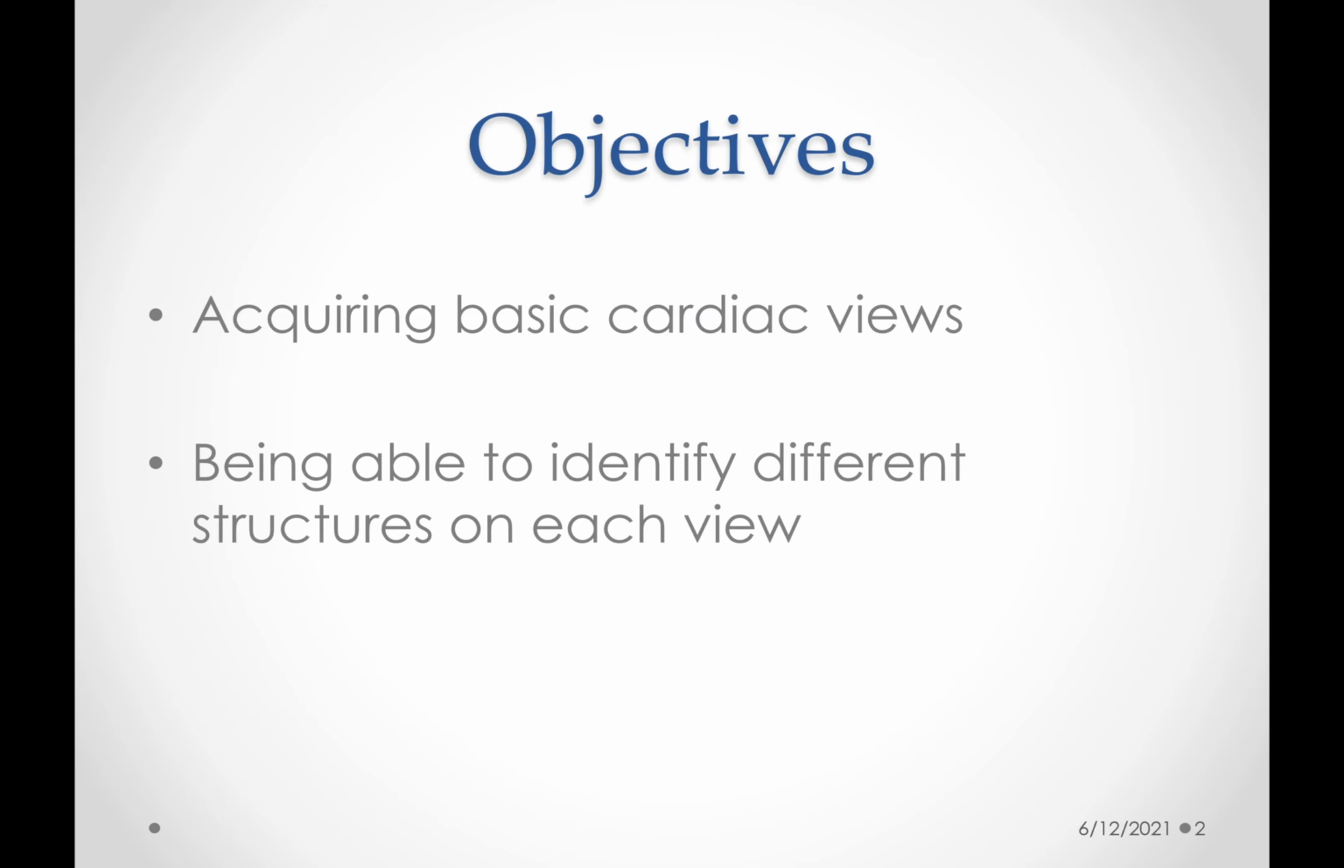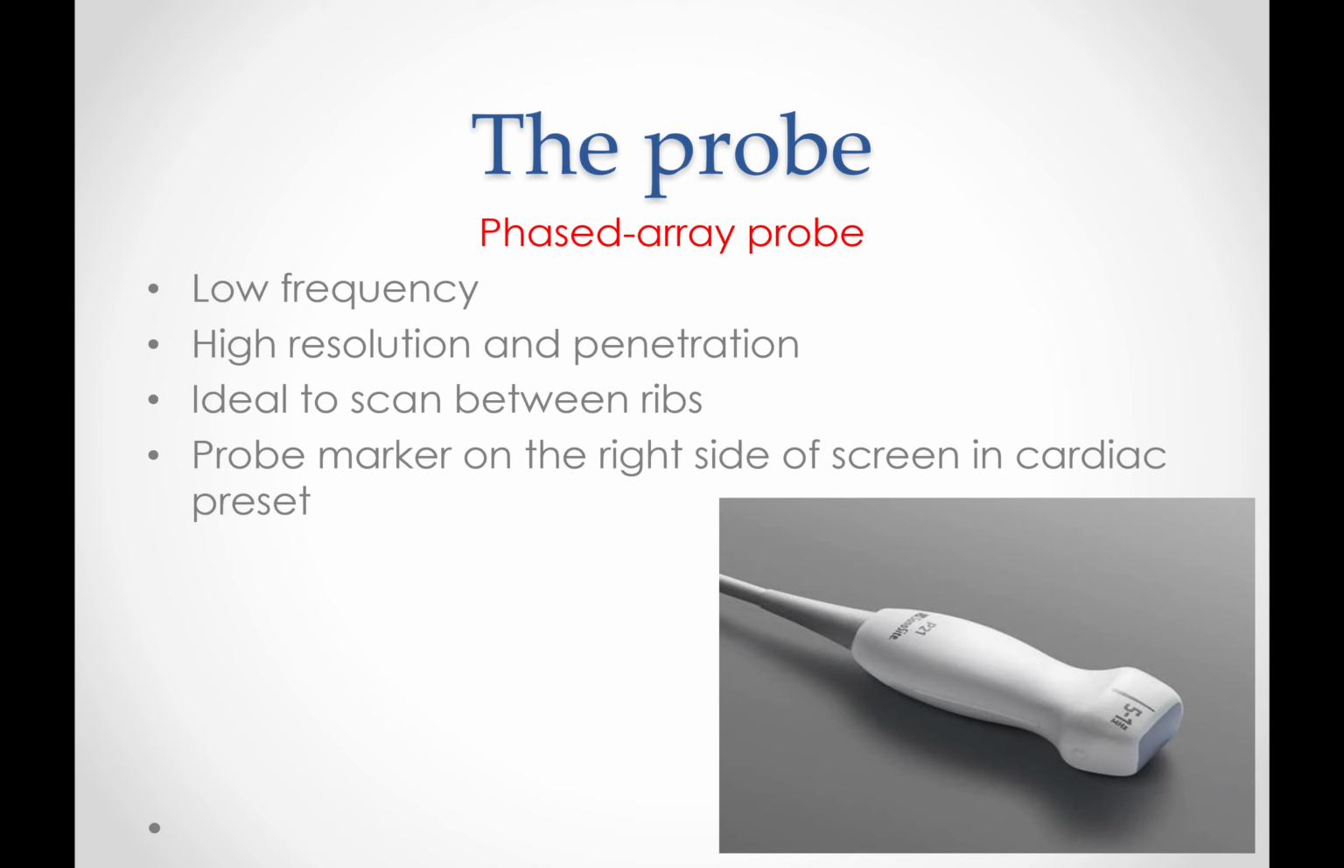After this presentation, you'll be able to acquire basic cardiac views and identify different structures on each view. In echo or cardiac ultrasound, we use a phased array probe, which is a low frequency, high resolution probe with a small footprint, making it ideal to scan between ribs. The probe marker should be on the right side of the screen in a cardiac preset.